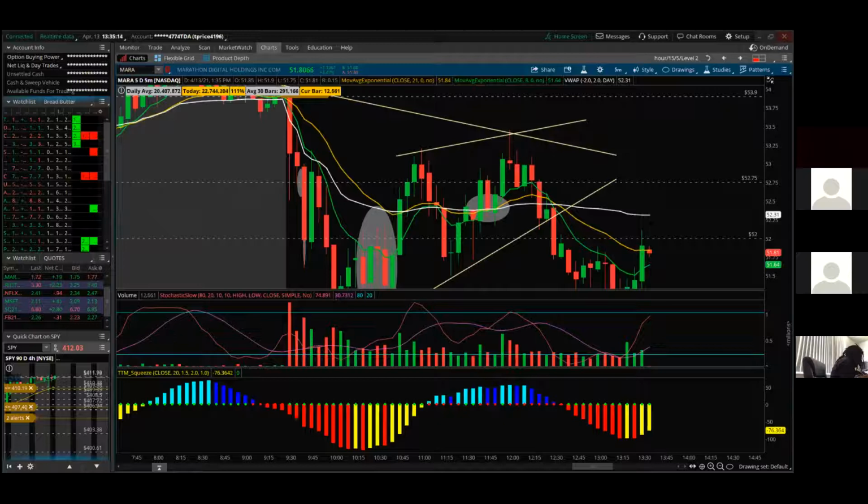Well, let me just read questions real quick. It seems like the stochastic lags more than the TTM. TTM seems like an excellent early indicator. Yes, the TTM is super, super awesome for early indications. And the stochastic kind of is a little bit more lagging, especially on smaller time frames like the 5 minutes.